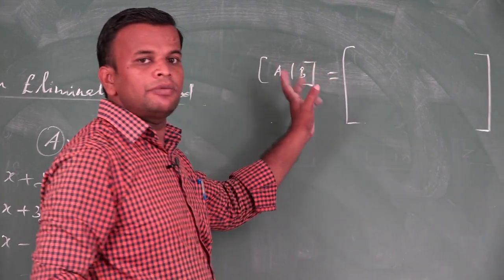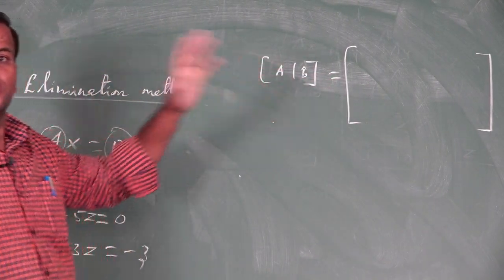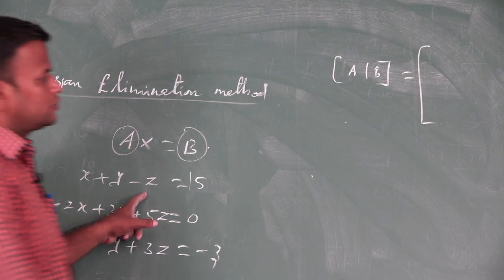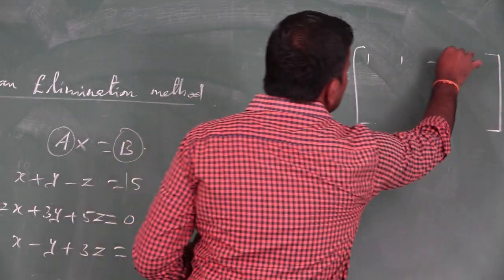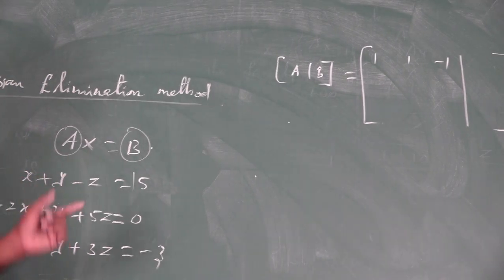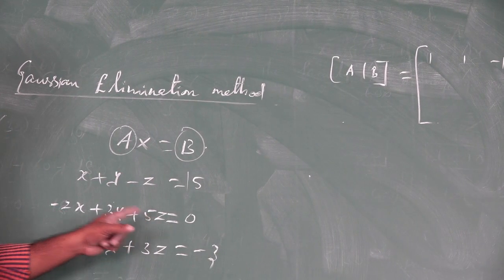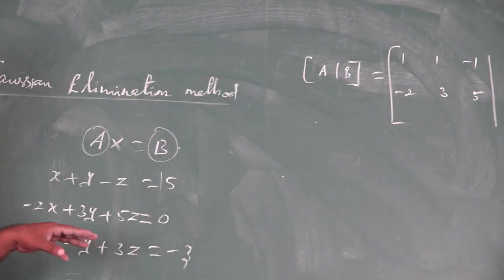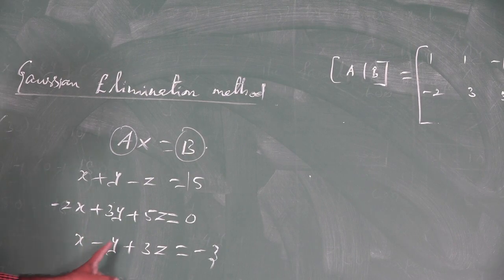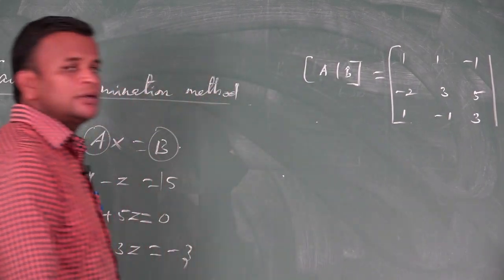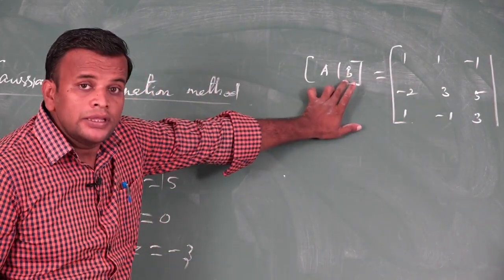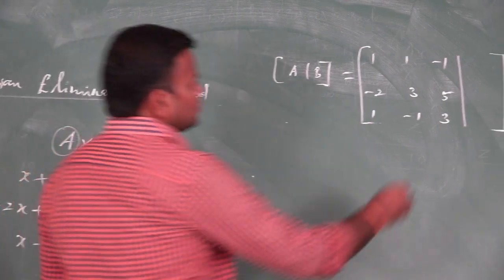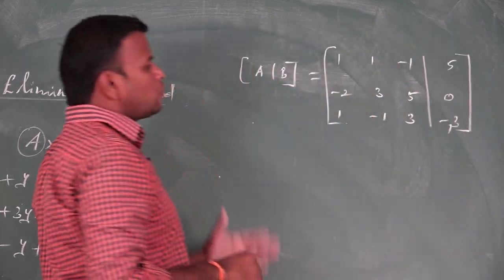It is the matrix symbol A by B. A is the matrix of coefficients of x, y, z in the given equations. In the first equation, the coefficients of x, y, z are 1, 1, minus 1, and we leave one line, which you can read as a line or dot. Next, the coefficients in the second equation: minus 2, 3, 5. And in the third equation: 1, minus 1, 3. Over that we put a bar or line. Then the matrix B is the RHS values: 5, 0, minus 3. So this is the working rule of the first step.